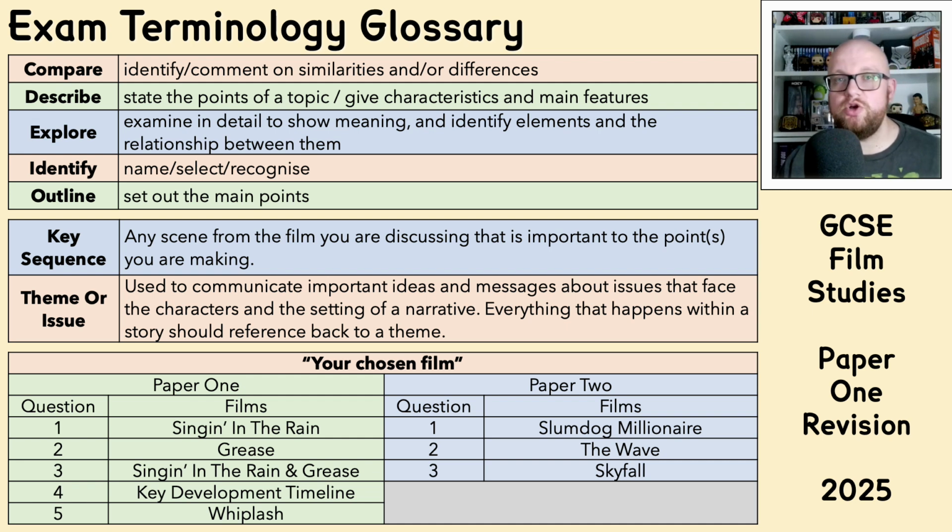And then when it says your chosen film, ignore the ones for paper 1, your paper 2 ones. So for my class, specifically for my year 11s, this would be Slumdog Millionaire, The Wave, and Skyfall. For my old Oasis kids, this would be Jojo Rabbit, Tsotsi, and Skyfall. Make sure that you are fully aware of the films that you're looking at.